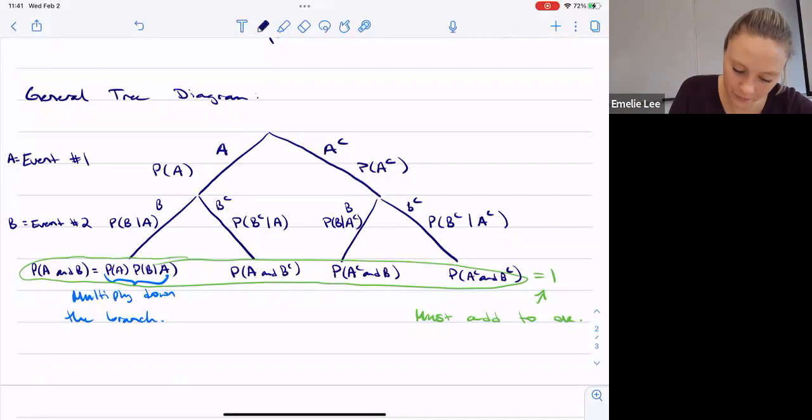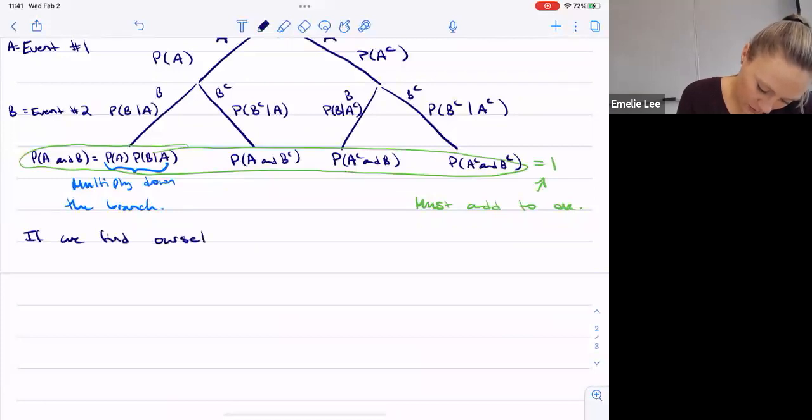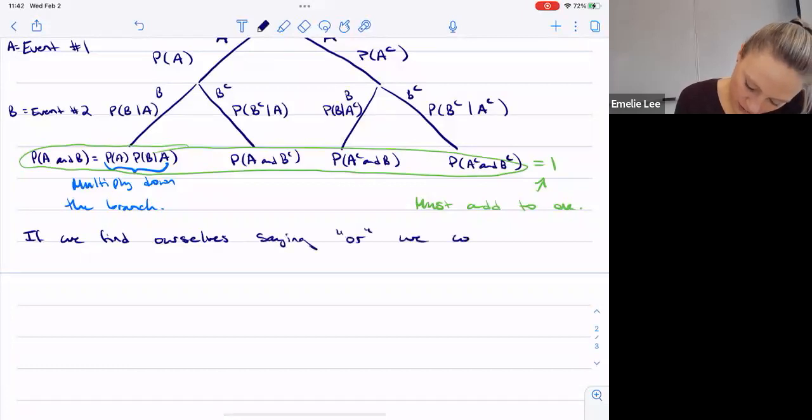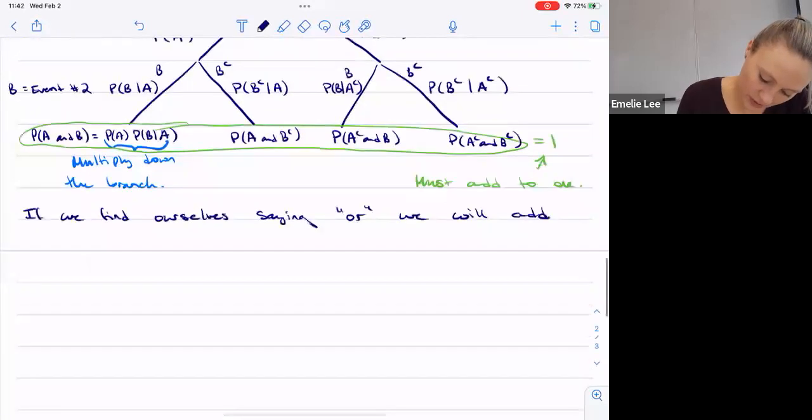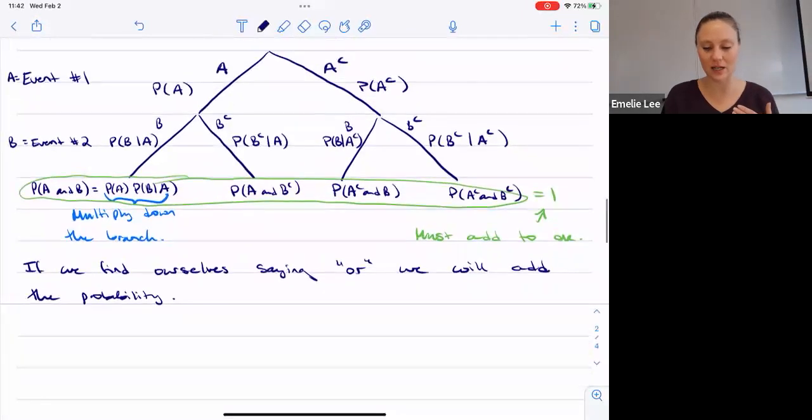And so if we find ourselves saying or, we will add the probabilities. So it gets confusing because we multiplied down the branches, but notice then we're saying A and B. So as soon as we're saying and, we're multiplying, and as soon as we're saying or, we add.